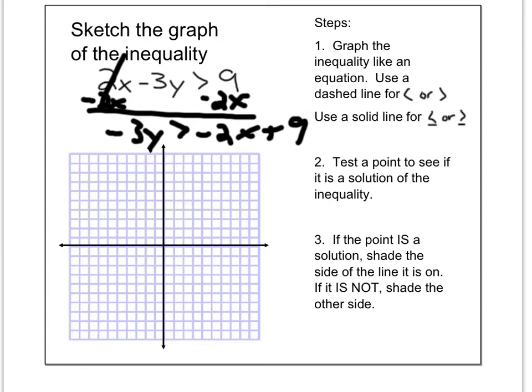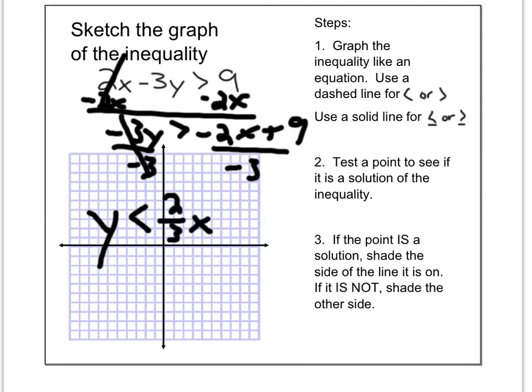Then I need to divide by negative 3 on both sides. Now this is where we have to remember our knowledge of inequalities. When I divide by -3 on both sides, I'm going to get y, but I divide by a negative on both sides, so I have to flip this sign around. So it's going to switch to this. And then negative 2x divided by -3 is positive 2/3 x, and plus 9 divided by -3 is -3.